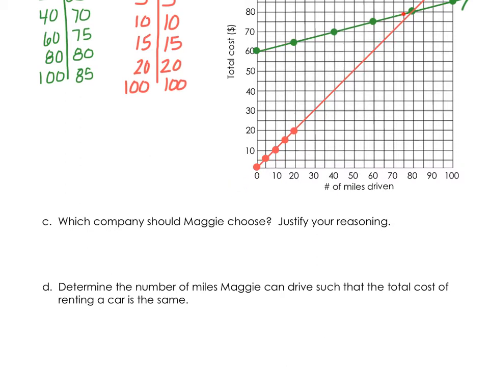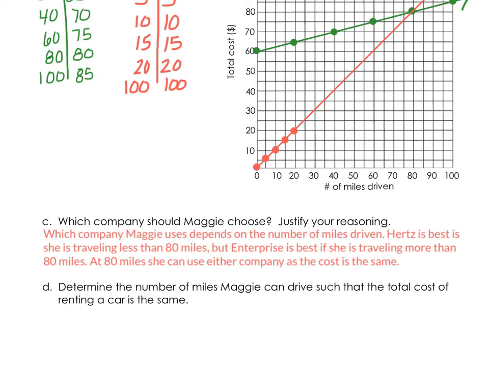But once you hit 80, they would be the same. I can see that from the intersection here. And once it goes above 80 miles, well, then the enterprise is actually cheaper. So it depends on how many miles she's going to drive. Okay, so I just worded that out as which company Maggie uses depends on the number of miles driven.